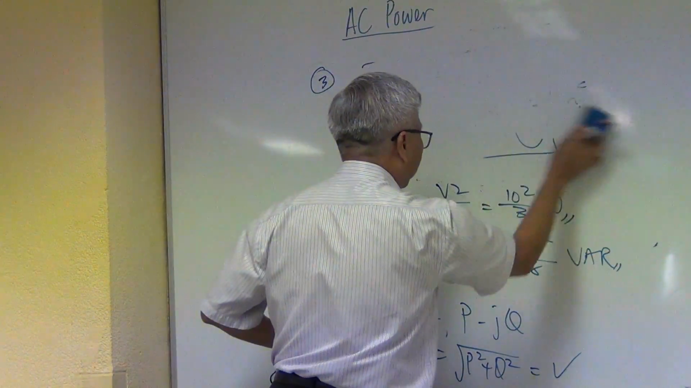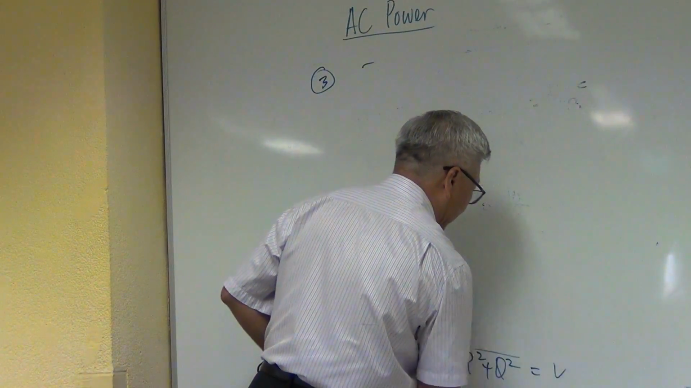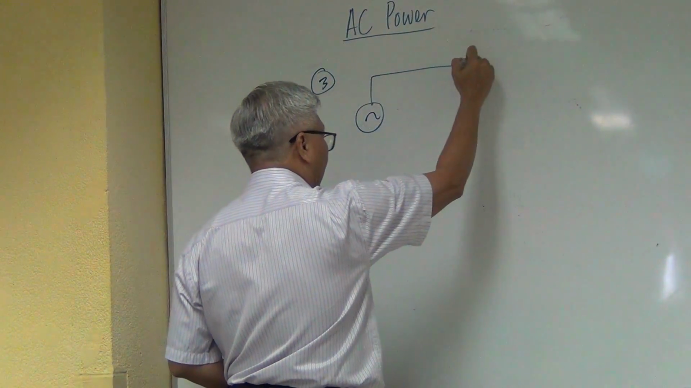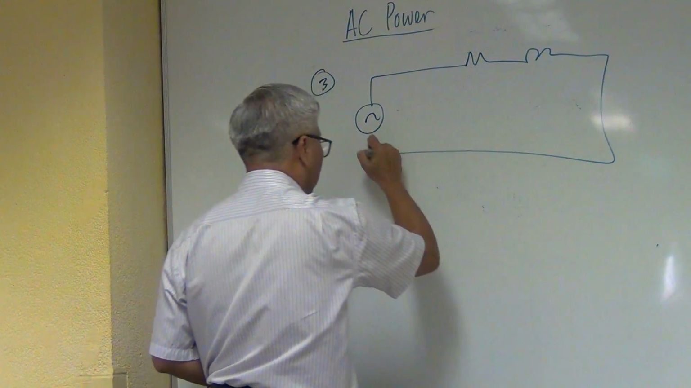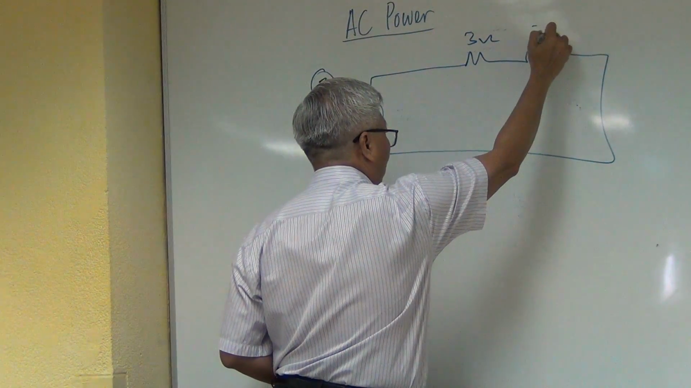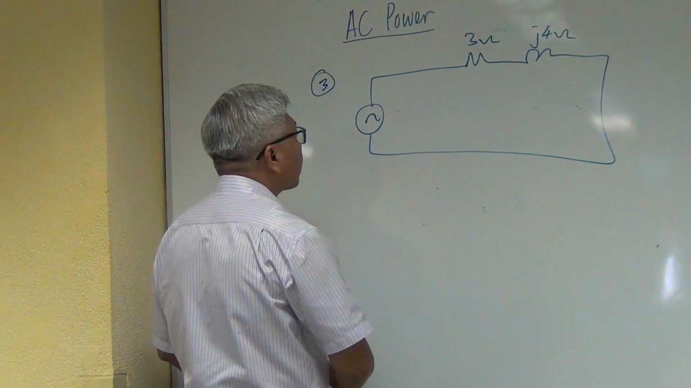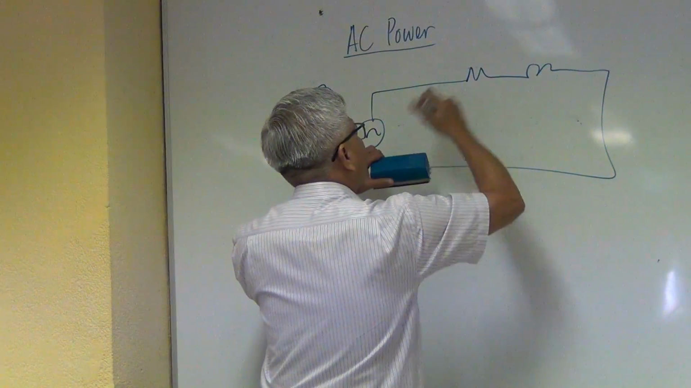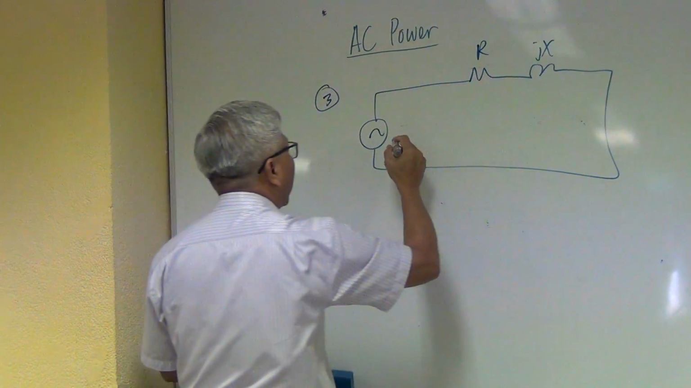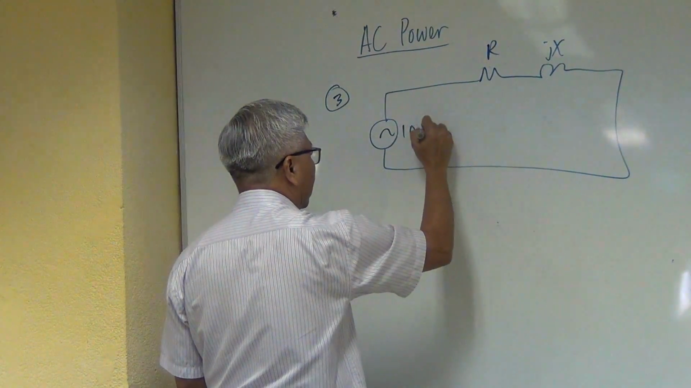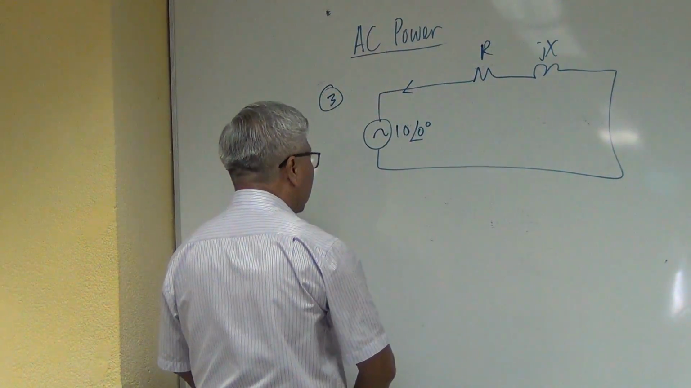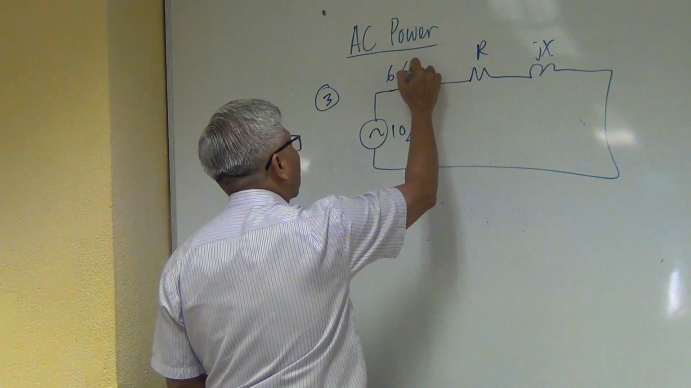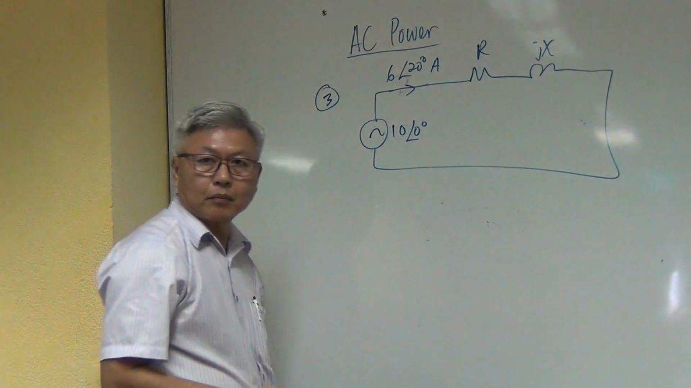Now another way of finding power is using trigonometry. So if I have a circuit like that, and I have this load, this 3 ohm, and this is J4 ohm, for example, and then okay, so this is R and this is JX, and then I have the voltage here is 10∠0 degree, and the current in this circuit is 6∠20 degree ampere. Alright?